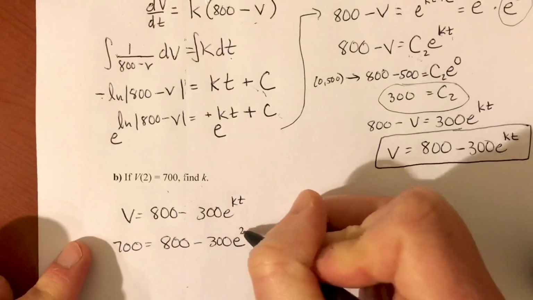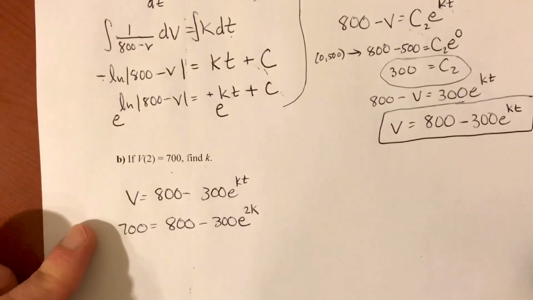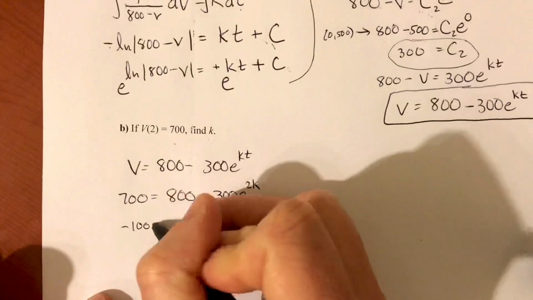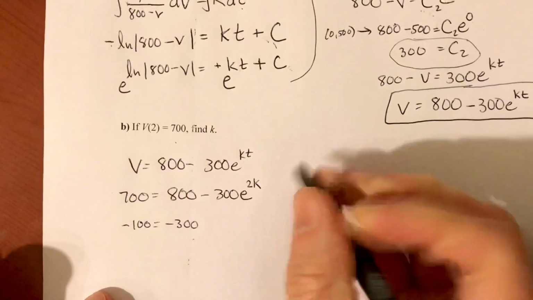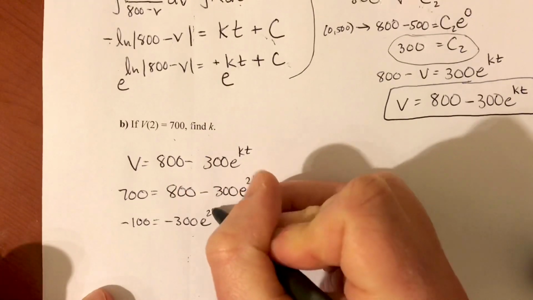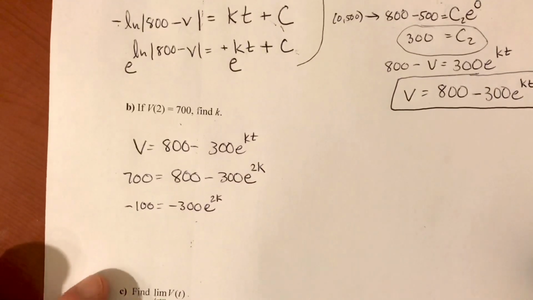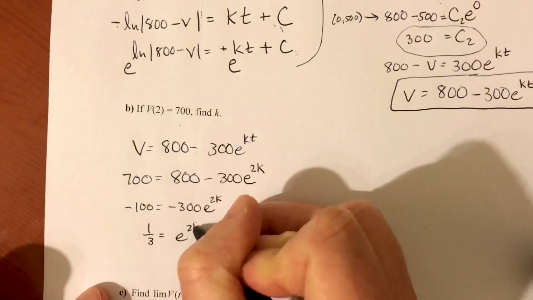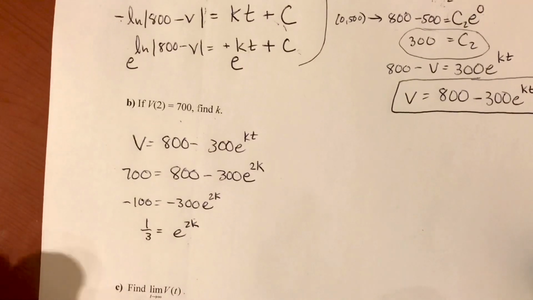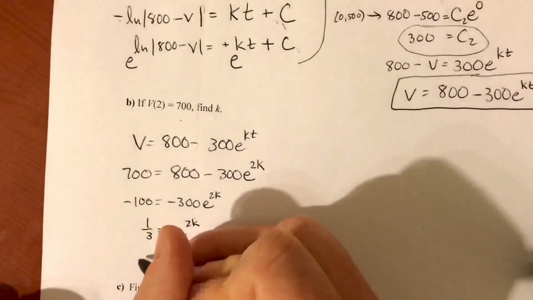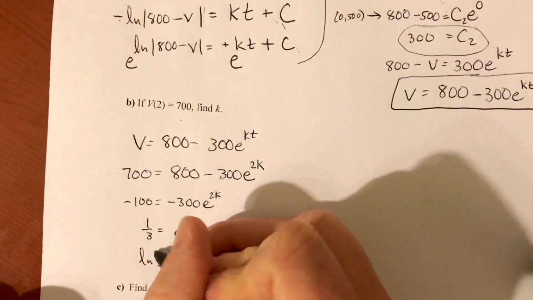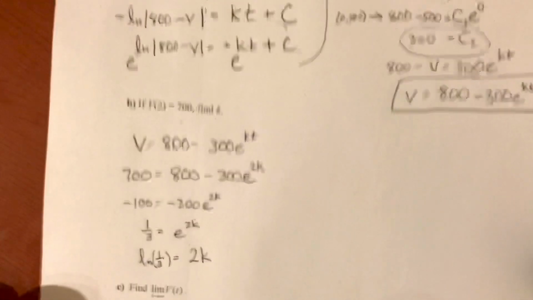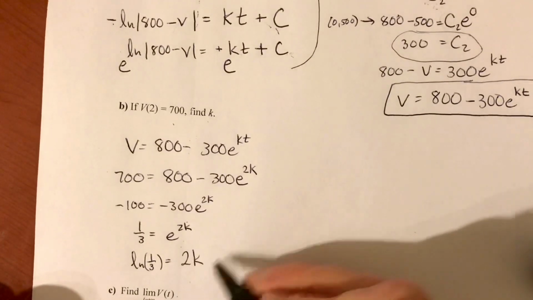And so you're going to have e to the 2k. Subtract 800 from each side, you'll have negative 100 equals negative 300 e to the 2k. Divide both sides by negative 300, you'll have positive 1/3 is equal to e to the 2k. And now to solve for that k, we're going to take the natural log of each side. So ln of 1/3 equals ln of e to the 2k. It's just 2k, of course. So now we're going to divide that by 2.